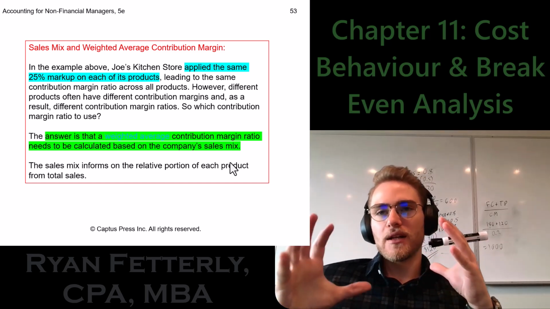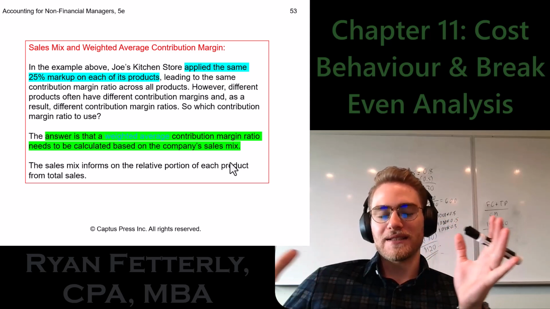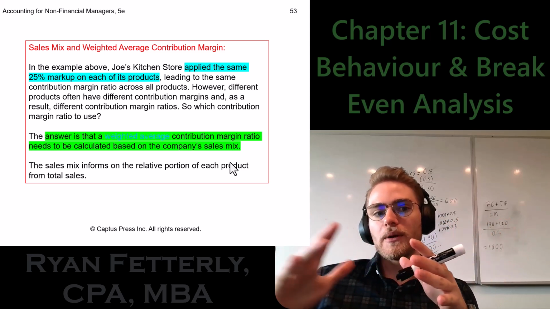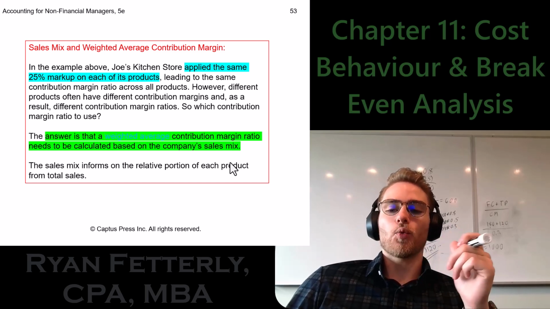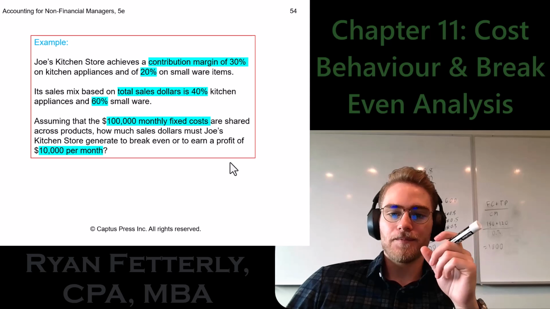So when they don't all have the same contribution margin, and you're dealing with a whole bunch of different contribution margins, what you have to do in this case is take the weighted average contribution margin and use that.